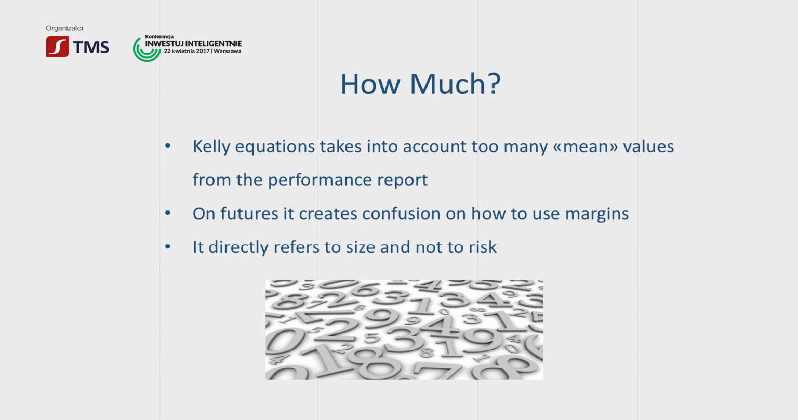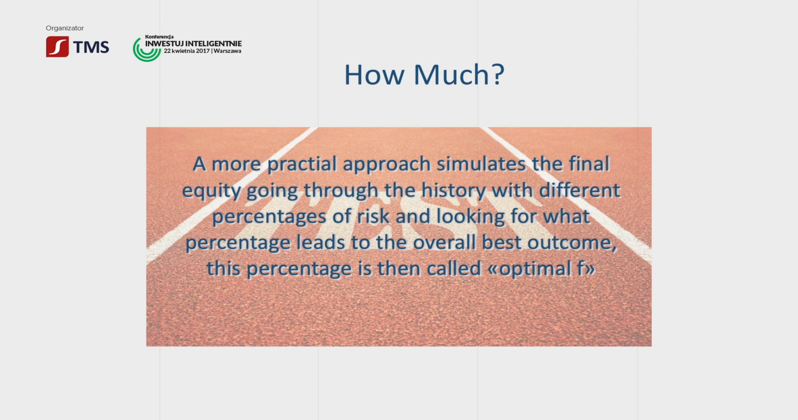And on futures, it creates even more confusion because it tells you how much capital to allocate. But that depends on margins, so it's not even clear what to put in the market. And the problem is that it refers to size. It tells you how much to put, not how much to risk. So it doesn't start from the risk concept, which is what we want to look at. So a better approach could be the optimal f.